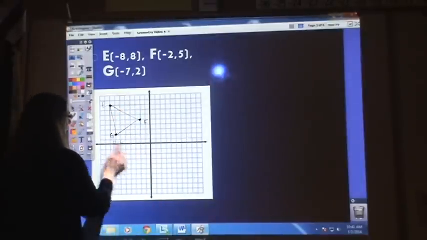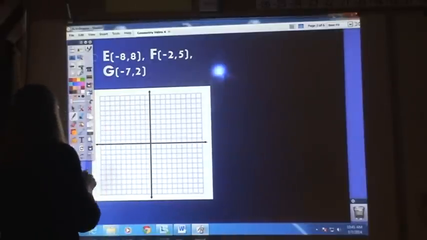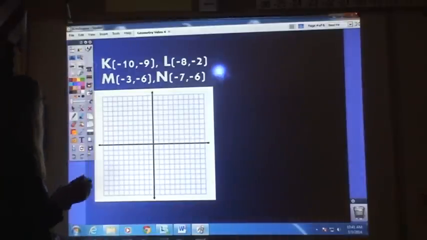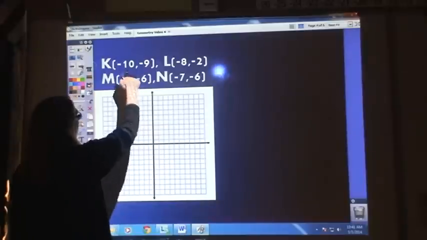Go ahead and erase that. If you need to go back and look at it again, go ahead and look at it again. Let's go ahead and move on to the next one. Okay, so we're gonna start with K. It's in the house negative 10.